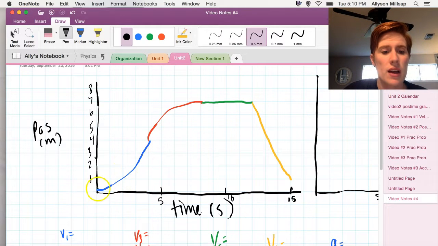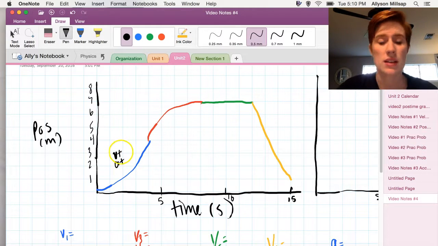This first blue line, you can see that velocity is positive here. Okay, we're going forward. And then we're also speeding up because my slope is getting steeper. So since I'm speeding up, that means my acceleration must be in the same direction as my velocity.